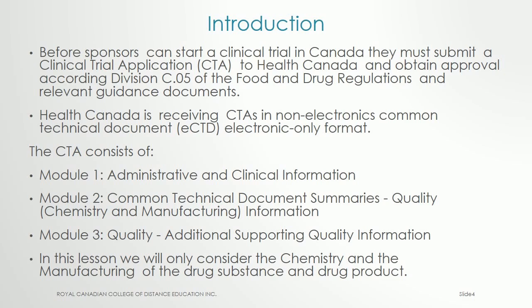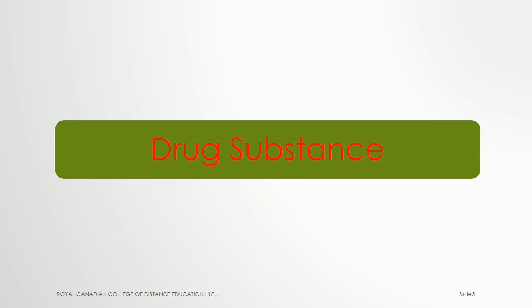Health Canada is receiving clinical trial applications in non-eCTD, electronic-only format. The clinical trial application consists of Module 1, Administrative and Clinical Information. Module 2, Common Technical Document Summaries, Quality Information. Module 3, Quality, Additional Supporting Quality Information. We will only consider the chemistry and the manufacturing of the drug substance and drug product in this lesson. Let's start with the drug substance.